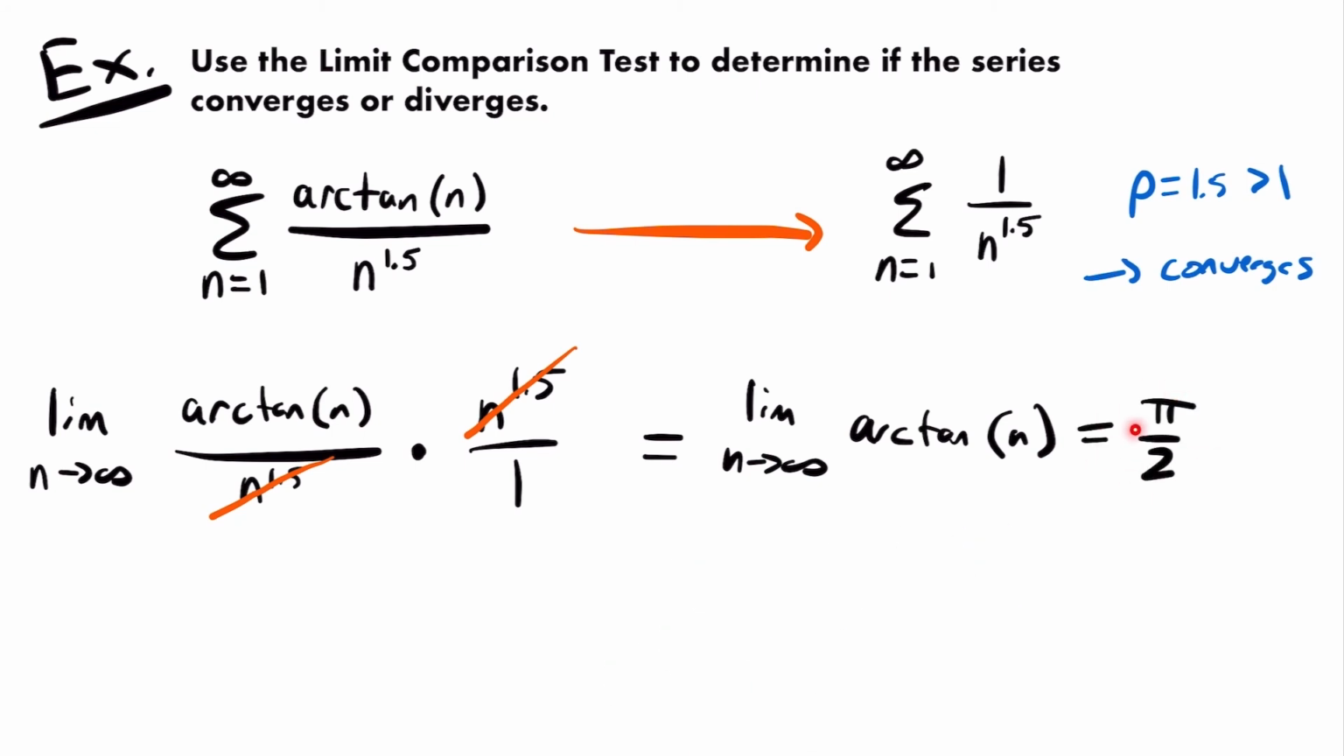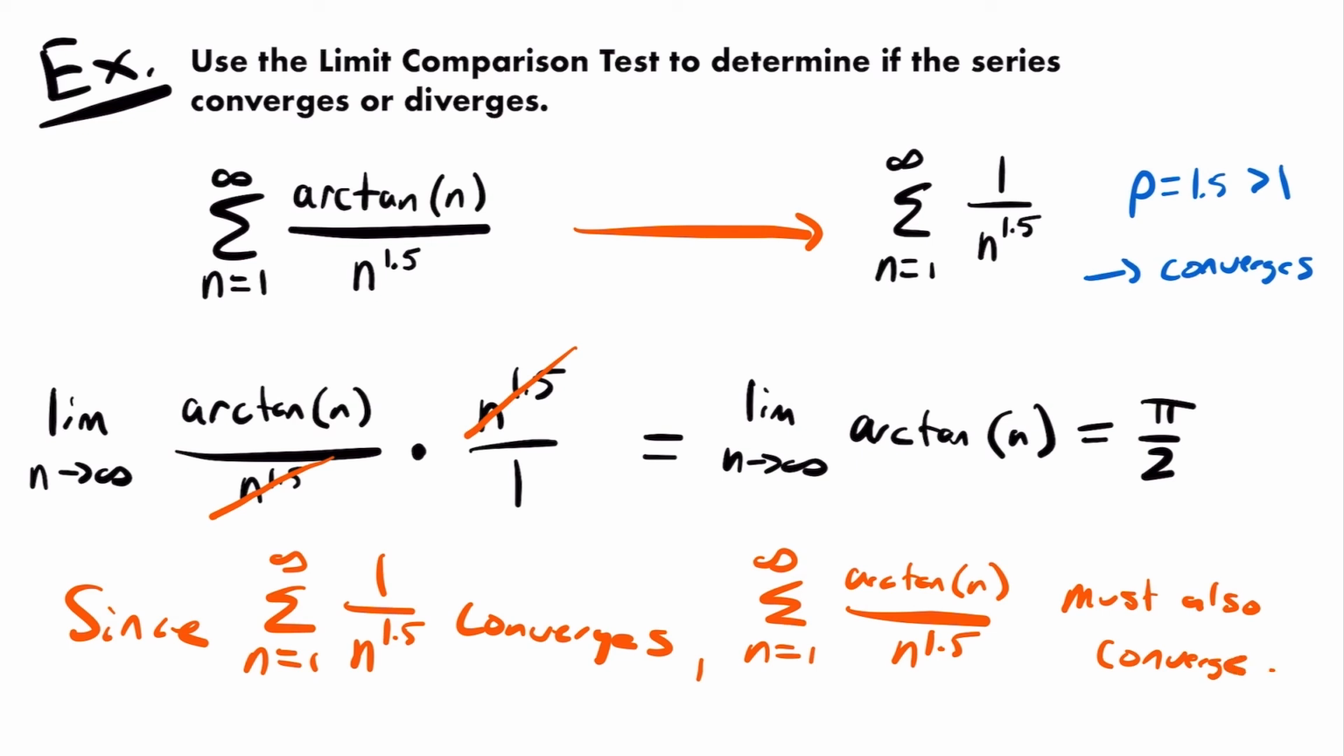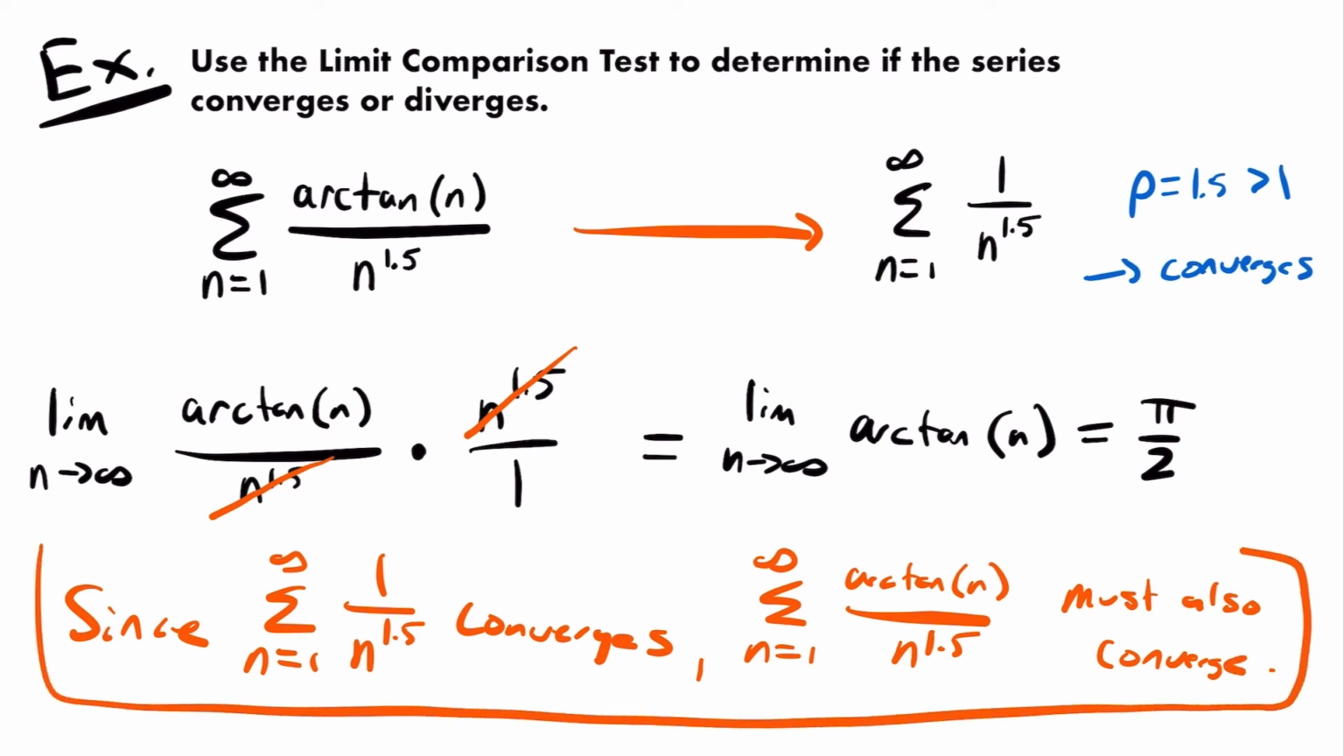And that is a finite value, and so we can conclude that this series will converge, just like our comparison series. And so we will write that since our comparison series, the sum from n equals 1 to infinity of 1 divided by n to the power of 1.5, converges, our original series, the sum from n equals 1 to infinity of arctangent of n divided by n to the power of 1.5, must also converge. That is the final answer for this example.